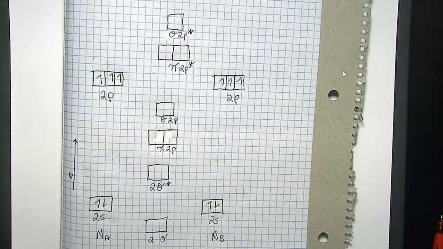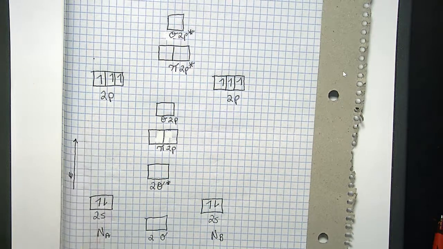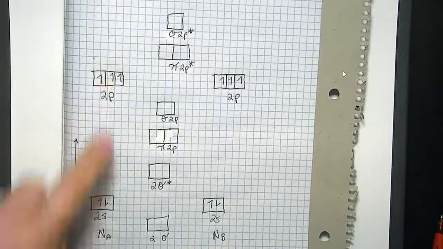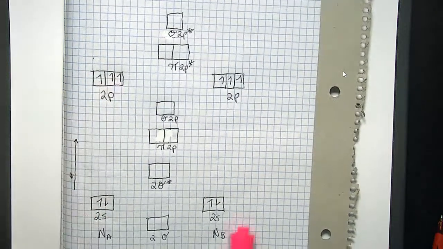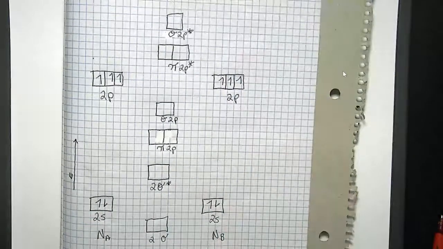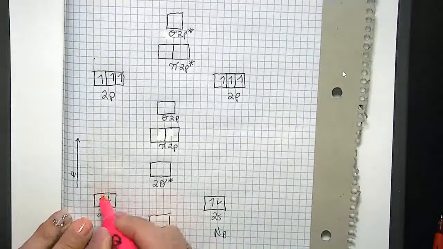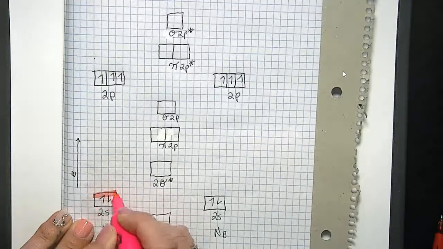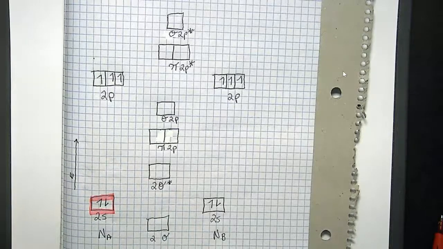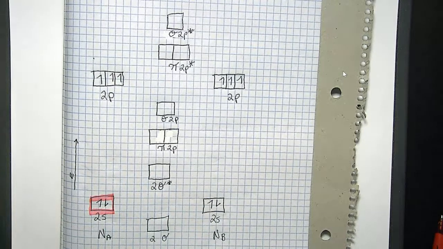All right, so just like the hydrogen, we're going to differentiate nitrogen, subscript A on the right. These are the contributing valence electrons, and B on the left. Now, if you look at where nitrogen is on your periodic table, nitrogen is in group 15, so it has 5 valence electrons.